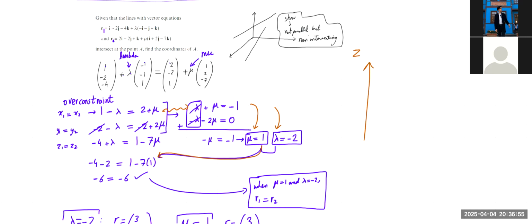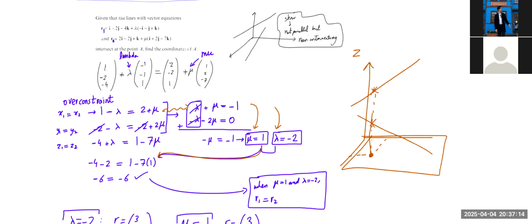Because if one of them says that my z value at the given lambda value is going to be here, and the other says my z value is here, even though the x and the y end up being the same over here, see, the x and the y values seem to be the same here. See what I mean? So they're above the same point on the floor, but they're on different floors. So they're on top of each other, so they never really meet. The z values never align. So that's how you would find out that they do not intersect at all.